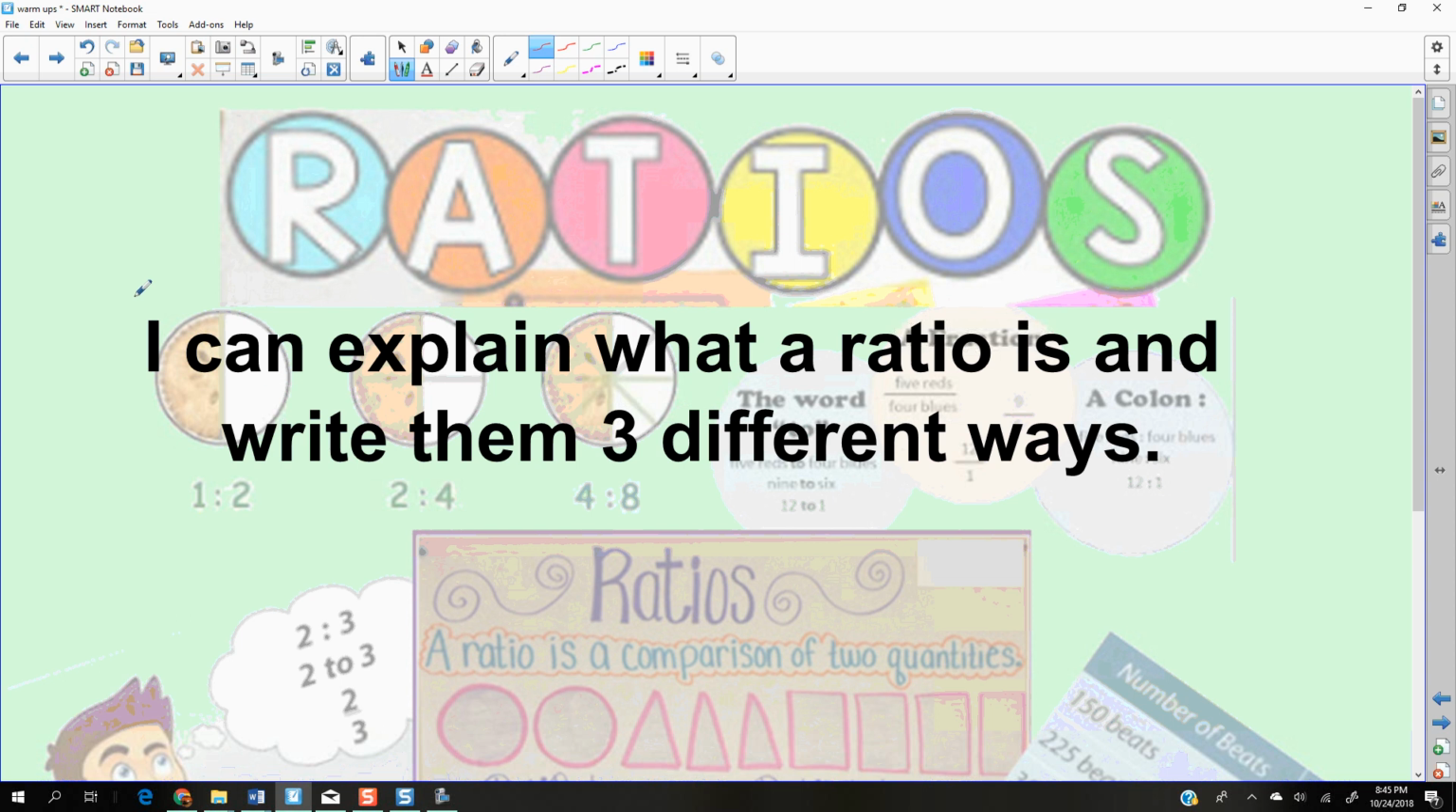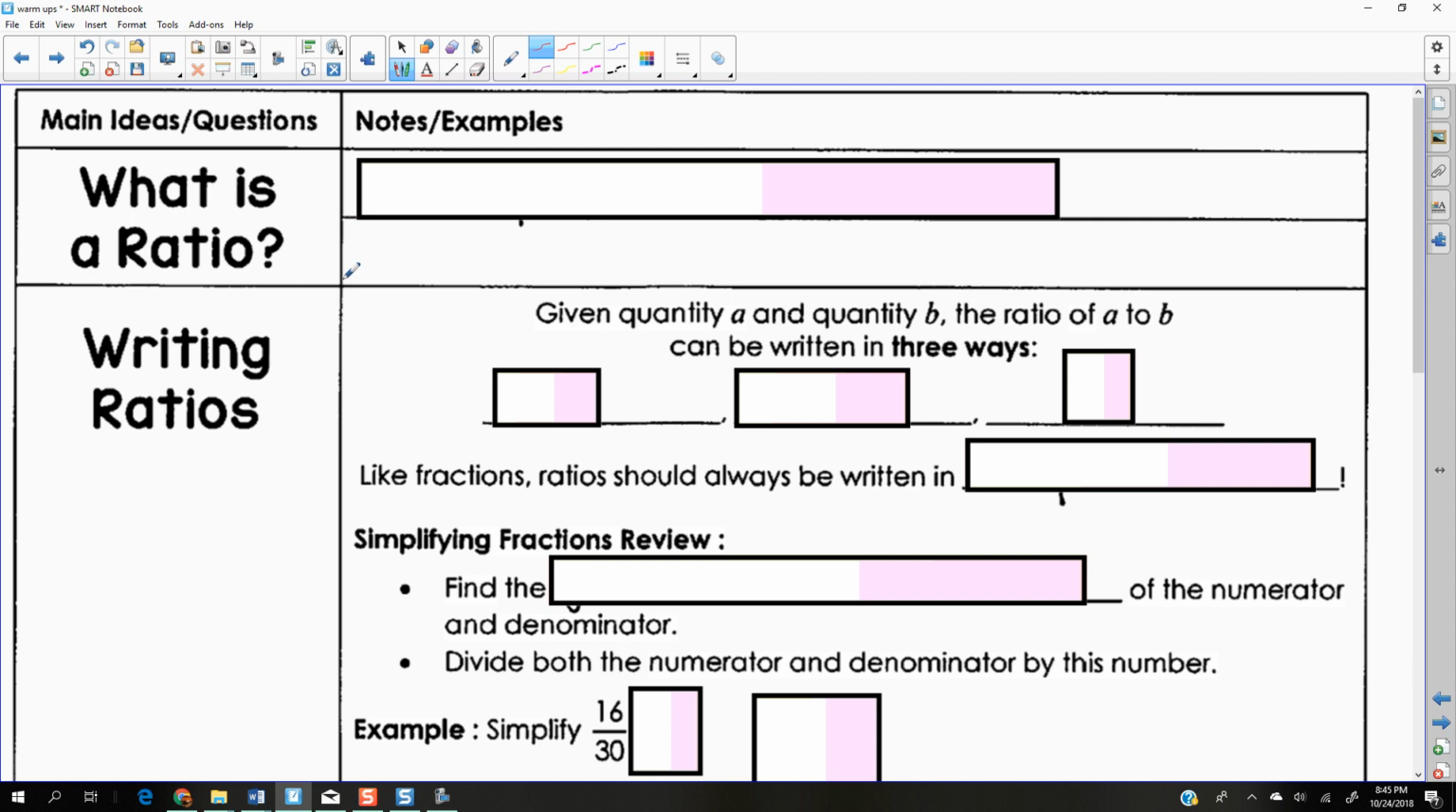So today, your goal is to be able to explain what a ratio is and to write ratios in 3 different ways. So let's get started. All right, you have your notes. I want you to go ahead and follow along and copy your notes down. If I'm going too fast, all you have to do is stop the video and continue as you go.